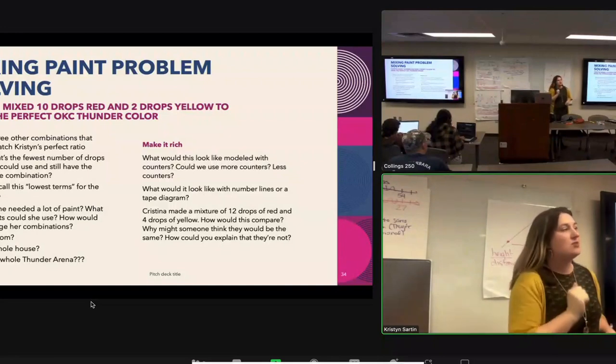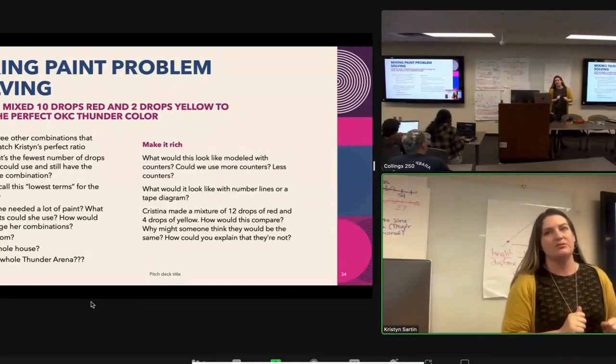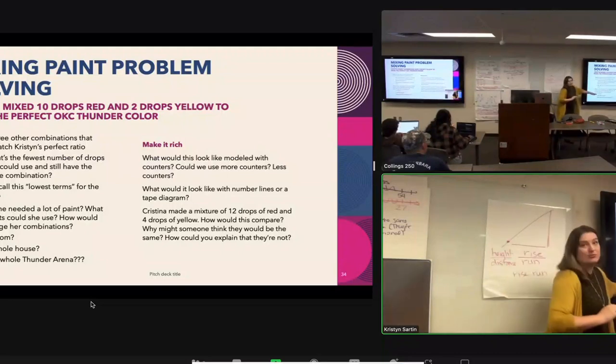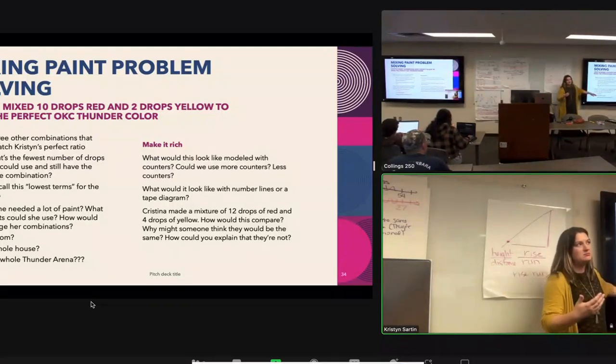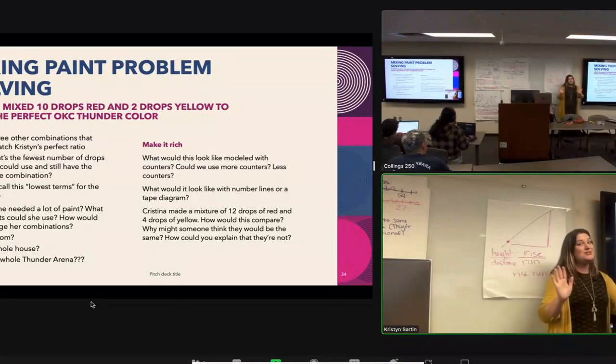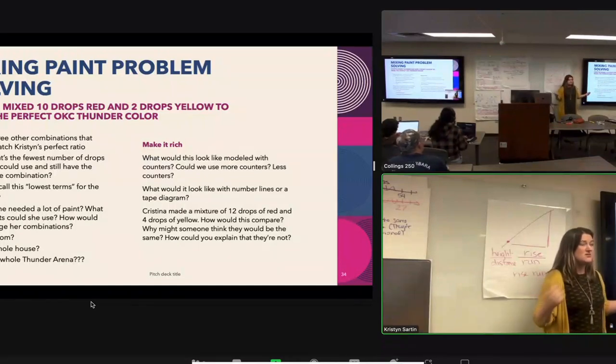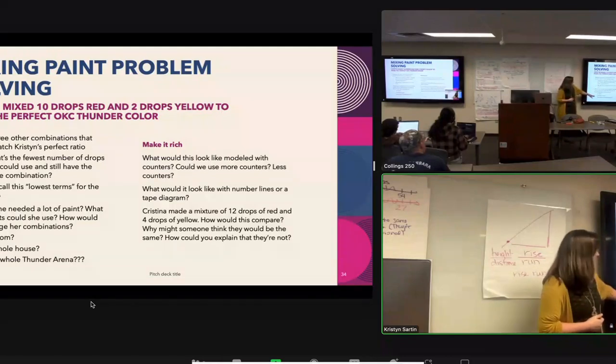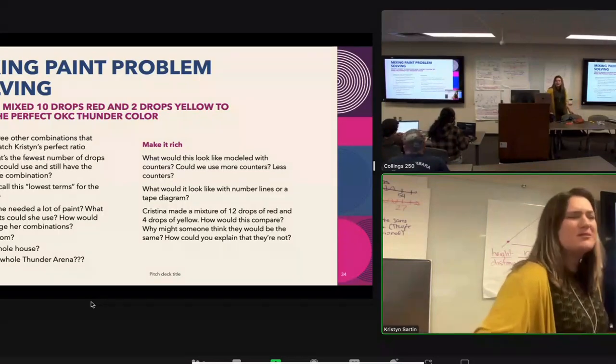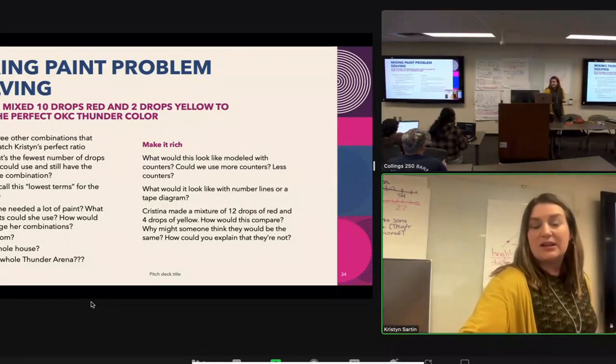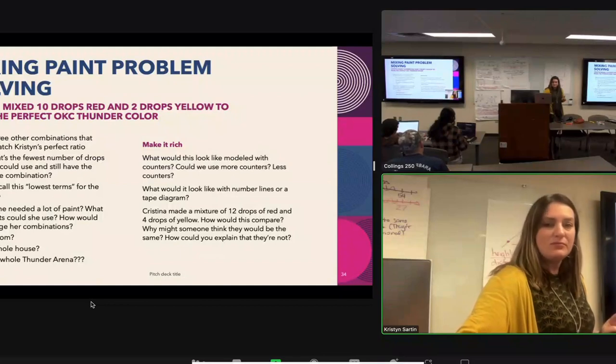So instead of 10 drops of red and 2 drops of yellow, Kristen could use, for a whole room, maybe 10 cups of each, right? And the 10 to 2 would stay the same, but the units that I'm using would be larger. Does that make sense? What if she's painting a whole house? Gallons? What if she's painting the whole Thunder Arena? Maybe. Okay, probably still be gallons. We don't really have good units for that in English standard units.